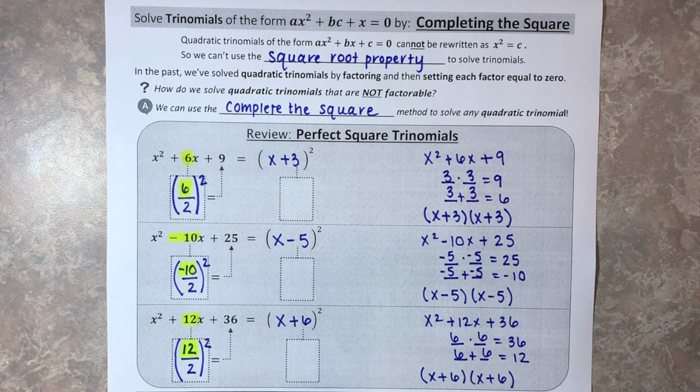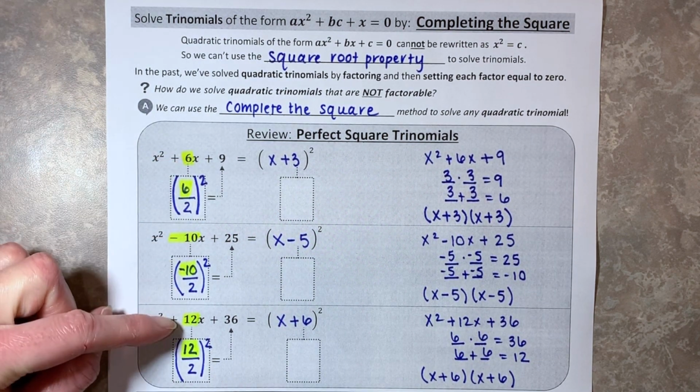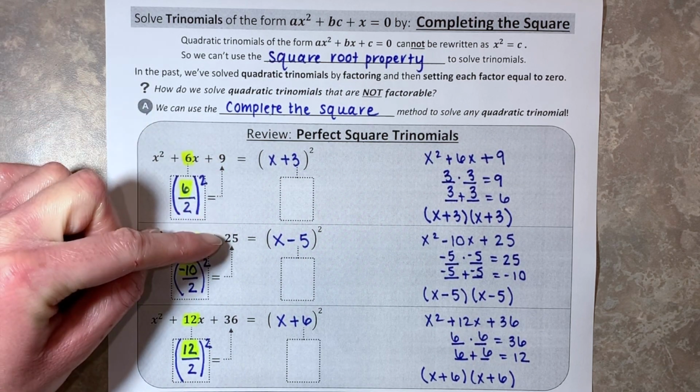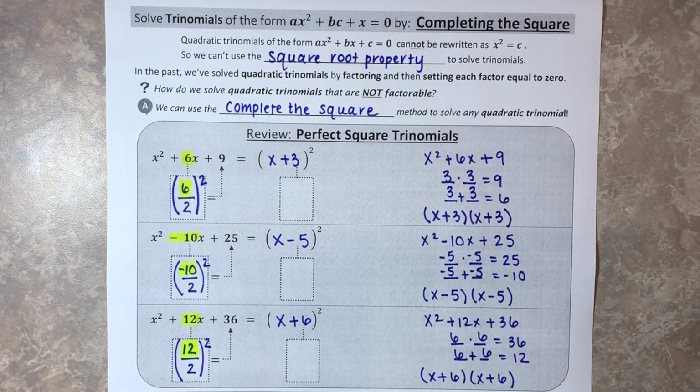For all perfect square trinomials that have a coefficient of 1 on the x squared term, if you take the middle coefficient, the coefficient of the x term, divide it by 2 and square it, you'll always get the constant. We're going to use this trick as we work through the complete the square process.